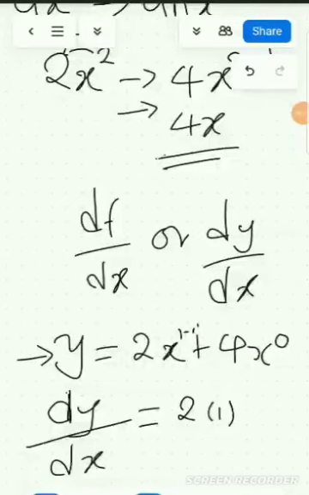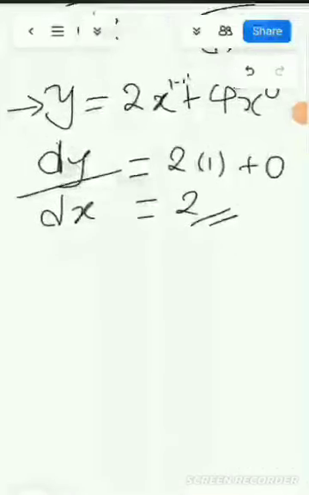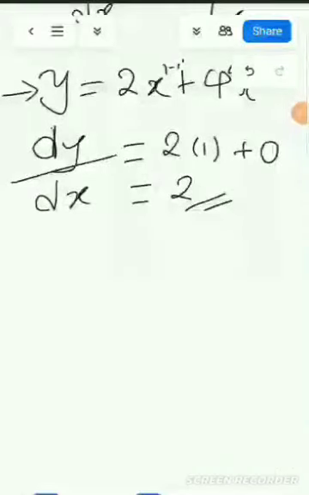Now, since this x has a 0, we multiply x times 0, this will give us 0. 0 times 0 is 0. So this will be plus 0. So it will simply be a 0. So this will be equal to 2. And that is our derivative of y with respect to x. And so, this is what we will be dealing with.